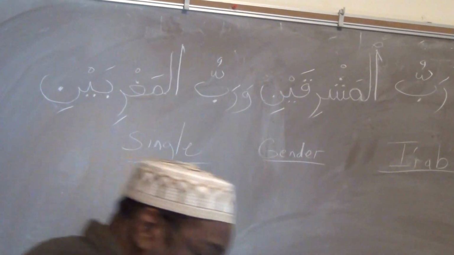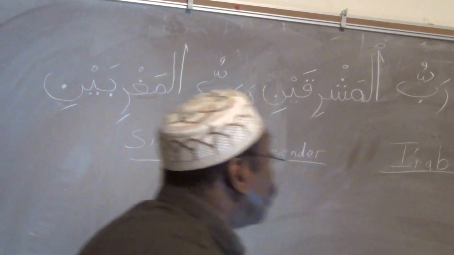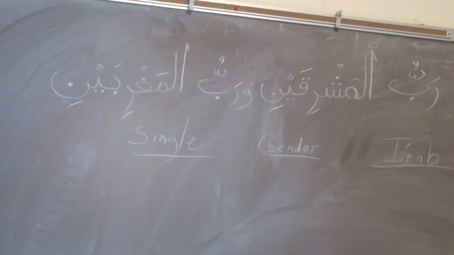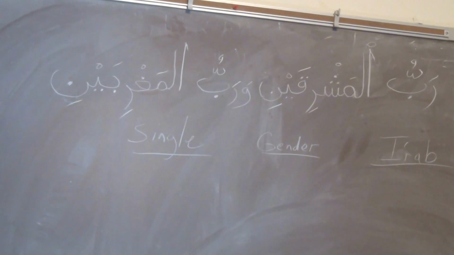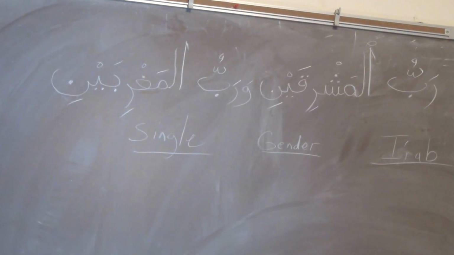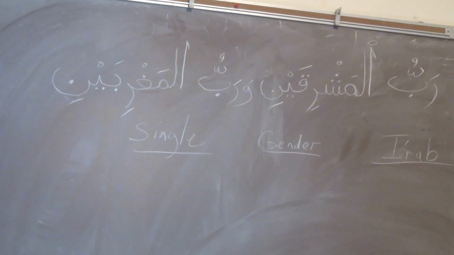So we start with Rabbu. Rabbu is singular, and it is a noun. It is in the case of Rafa, because that is the name of something.